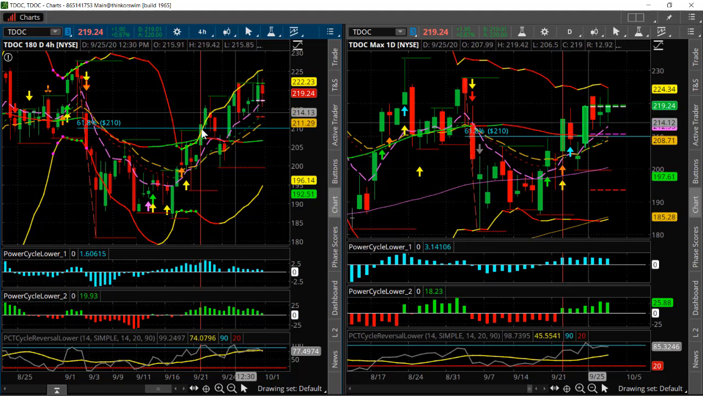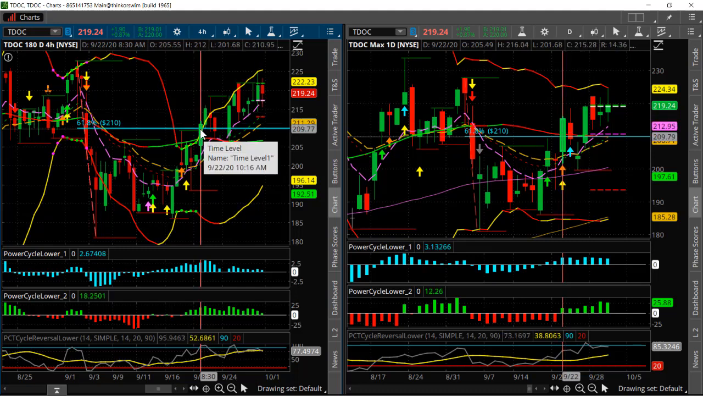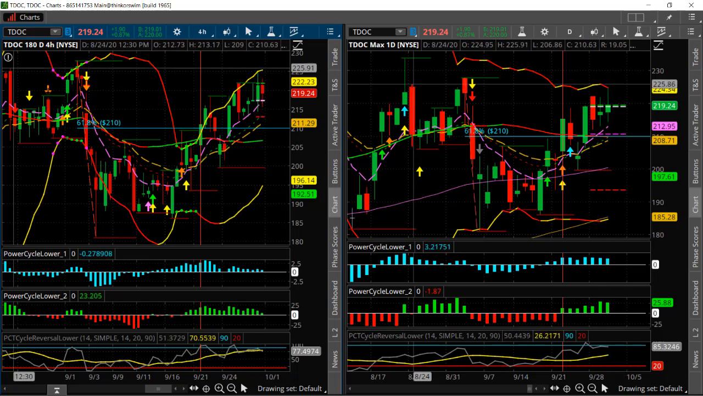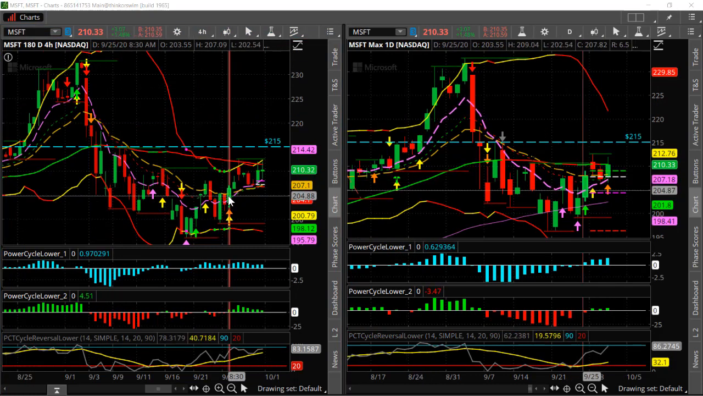You can see we got into this trade on the 22nd at about 209, and today it went out at a high of about 224. So that was TDOC.